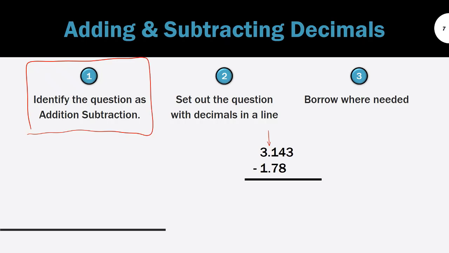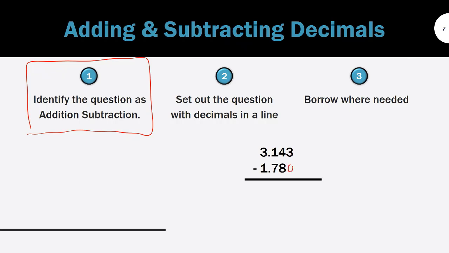Okay, so often I'll see somebody put in the wrong operation symbol, so just make sure that you're doing the right operation. The next one is to set out the question with the decimals in a line, which we've spoken about already at length, and then borrow where needed. So let's just quickly go through this one again.